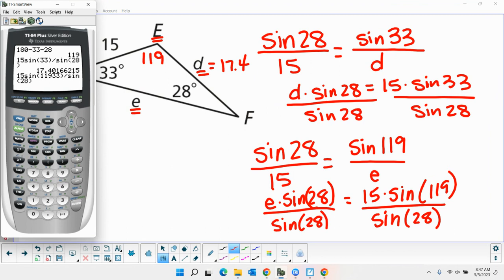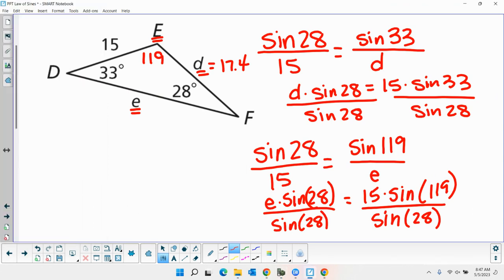Oh, now it inserted all that. All right, so I had to delete. And that's it, all right? The rest is right there. The 15 stays the same, and the sine of 28 stays the same. So 27.9 would be side E. So there's our three answers.